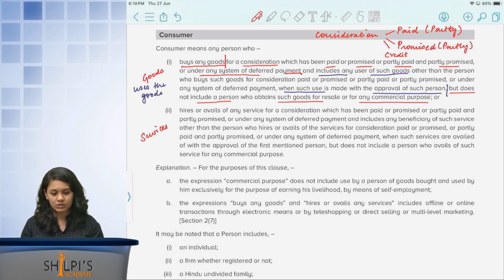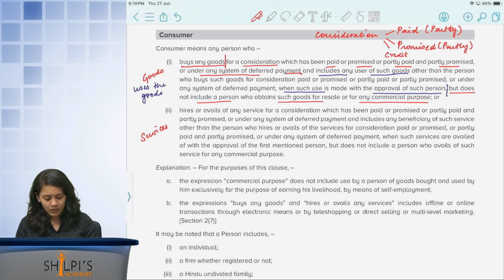Consumer means any person who buys goods. When he buys goods, he's going to pay a consideration. That consideration can be paid or promised, or partly paid or partly promised, or under any system of deferred payment. This is your definition of consumer. It goes on to include any person who uses the goods. Who is using these goods other than the person who made a payment of consideration? And one condition is that if he is using the goods, it must be with the approval of such person. Now tell me, let's say A is the one who has paid 1,000 rupees for a particular goods.